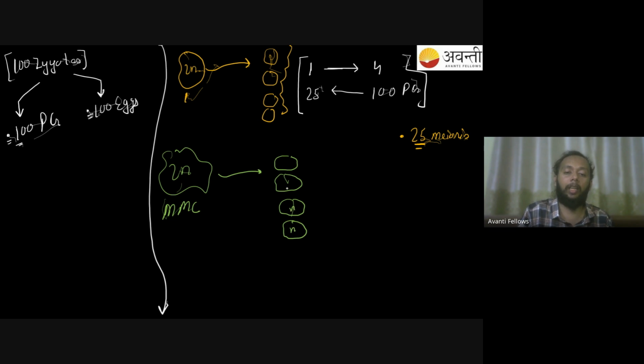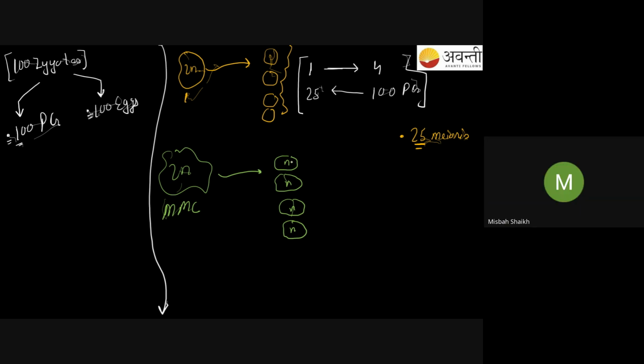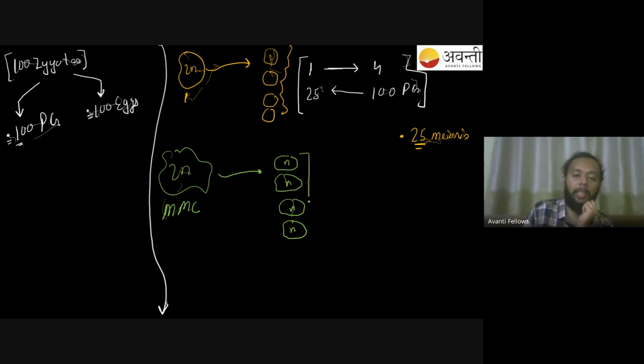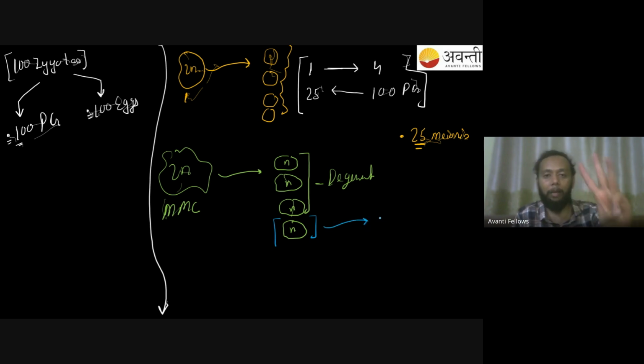Now tell me something. Out of these 4 megaspores, how many will survive? How many will survive here? One. Right. So 1 will survive and 3 will degenerate. Now if this megaspore survives, it will make the embryo sac. You know that it will undergo mitosis 3 times and will give you the embryo sac.